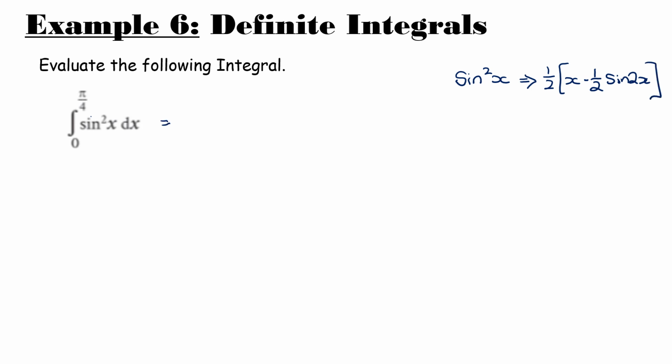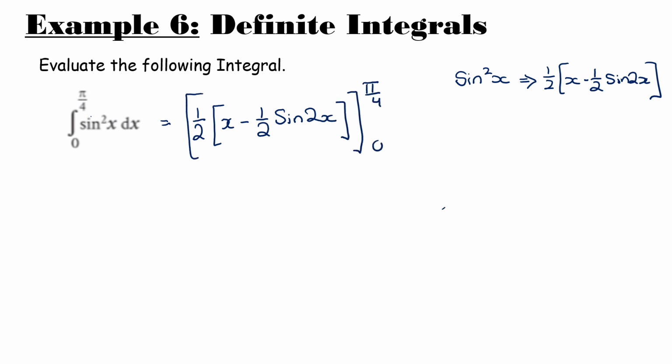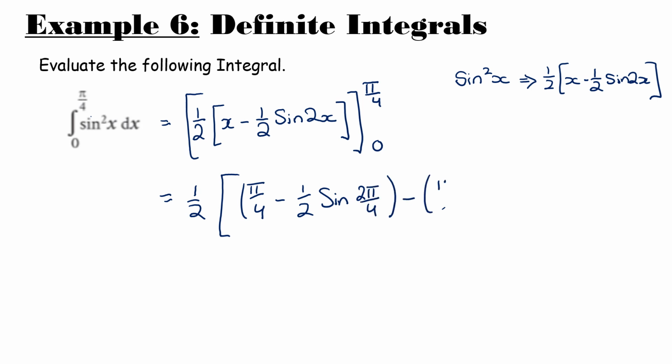So that is going to give us 1/2 x minus a half sine 2x, exactly as it is. And then we're going to evaluate this all between pi over 4 and 0. So that gives us a half. I'm going to leave that outside the whole thing. We're going to evaluate pi over 4 minus a half sine 2 pi over 4 minus, so that gives us 0, minus a half sine 2 times 0.